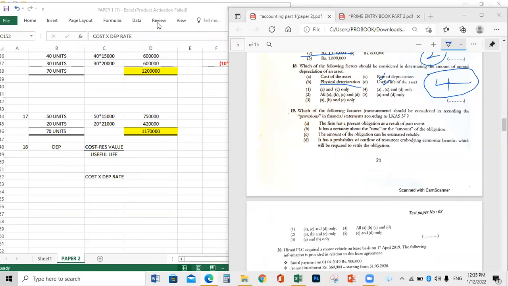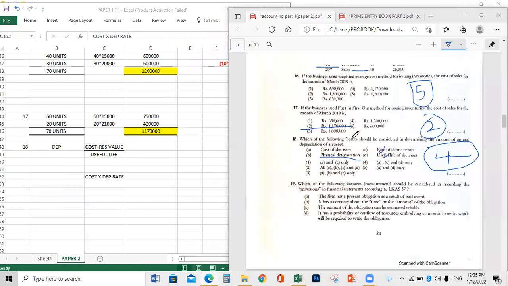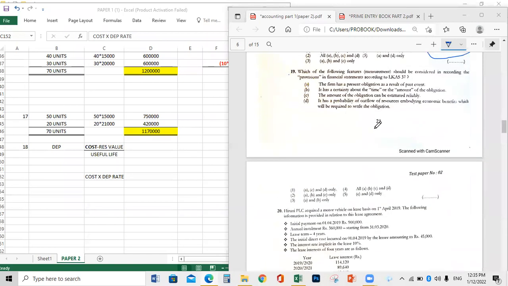Okay, let's check the question. Which of the following features or measurements should be considered in recording provisions in financial statements according to LKS 37? So guys, in order to record something as a provision, there are three things you should check. One, it should be a present obligation as a result of a past event.